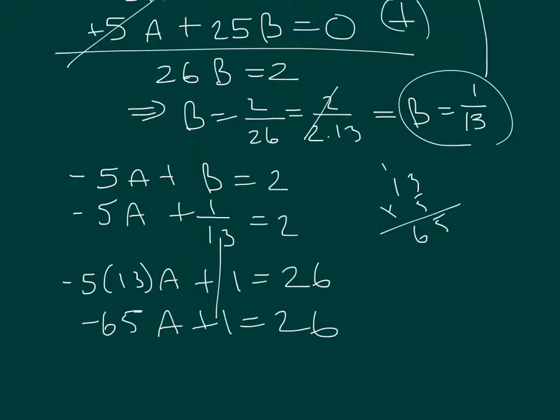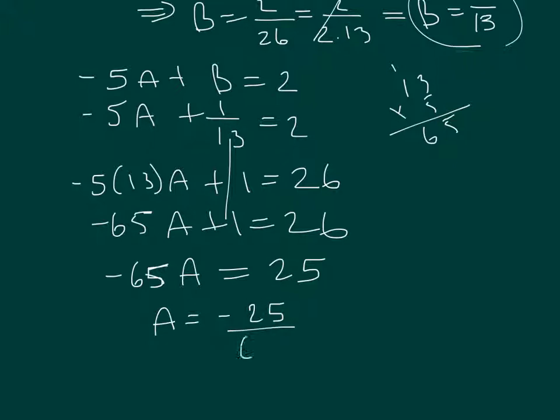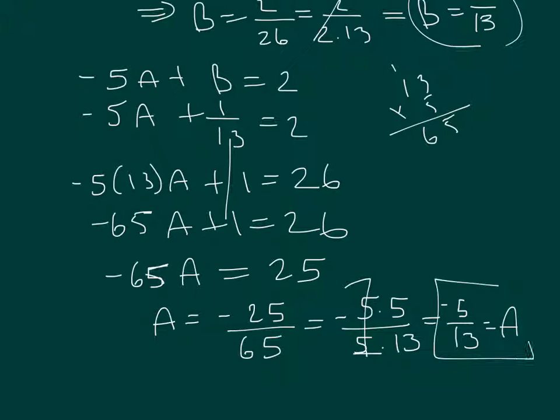Whoops. I'm going to subtract that 1. That's negative 65a equals 25. So a is negative 25 over 65. Well, that's just 5 times 5, and then we know 65 is 5 times 13. So there's a big 1, so we're left with negative 5/13 for a.